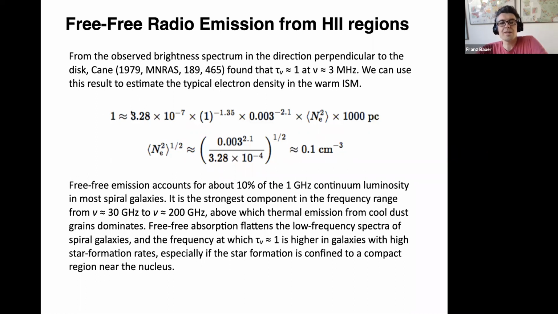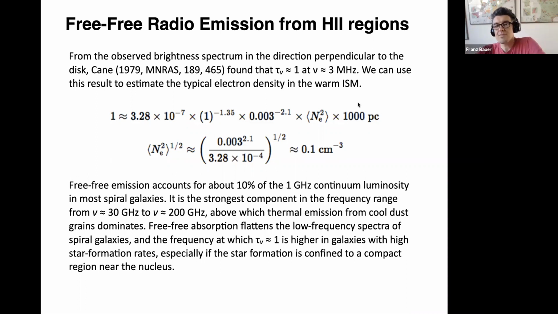And so we can plug in tau equals 1. We have our formula here. So this is temperature in units of 10^4, so it's 1. This is our frequency in units of gigahertz, so this is megahertz, so it's very small. And then we have our emission measure. And the disk height is roughly 1 kiloparsec. So we can move all these over and we can calculate what the average electron density is, right? And take a square root of that. And we end up with a density of about 10 to the minus 1. And so that's the typical density of the warm ISM component.